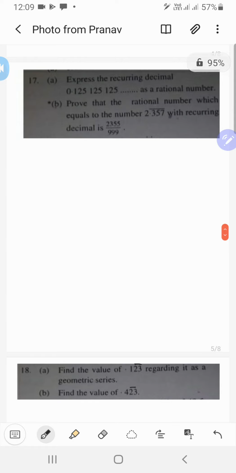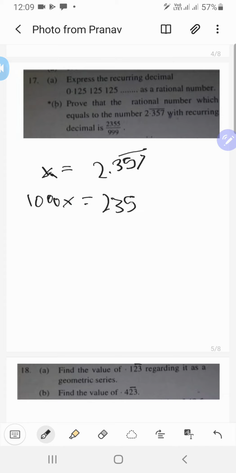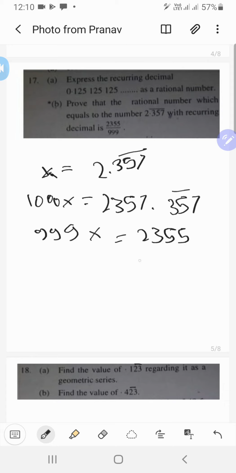Prove that the rational number which equals the number 2.357 recurring is 2355 upon 999. Okay, so instead of going for the whole GP thing, this is actually doable just using our old method of letting this be equal to x and then multiplying this by 1000. So 1000x equals 2357.357 recurring. Then you subtract them, so you get 999x equals 2355. So x equals 2355 upon 999, just as we expected.